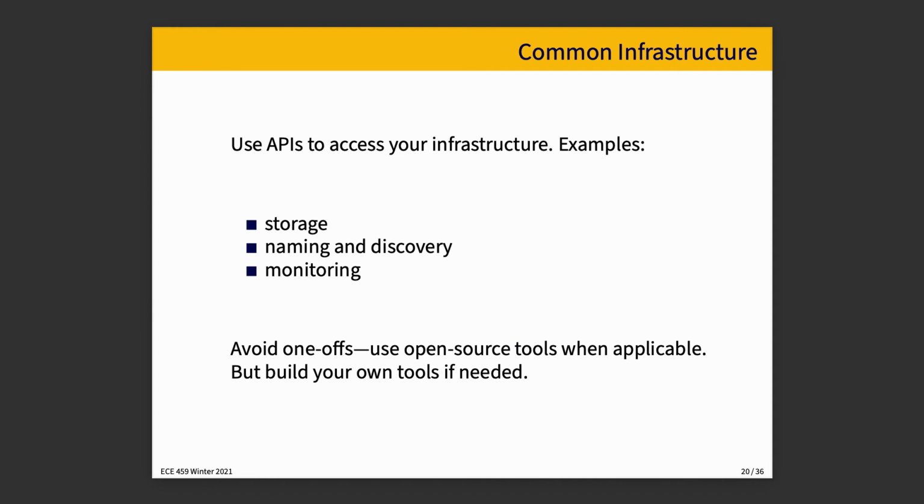Another thing that you want is common infrastructure. And you should be using APIs to access infrastructure, and that is, you should view different parts of your infrastructure as having an interface, and communication is done via that interface to prevent coupling between different components and scale the parts that need scaling. And so for storage, where does data go in the long term?